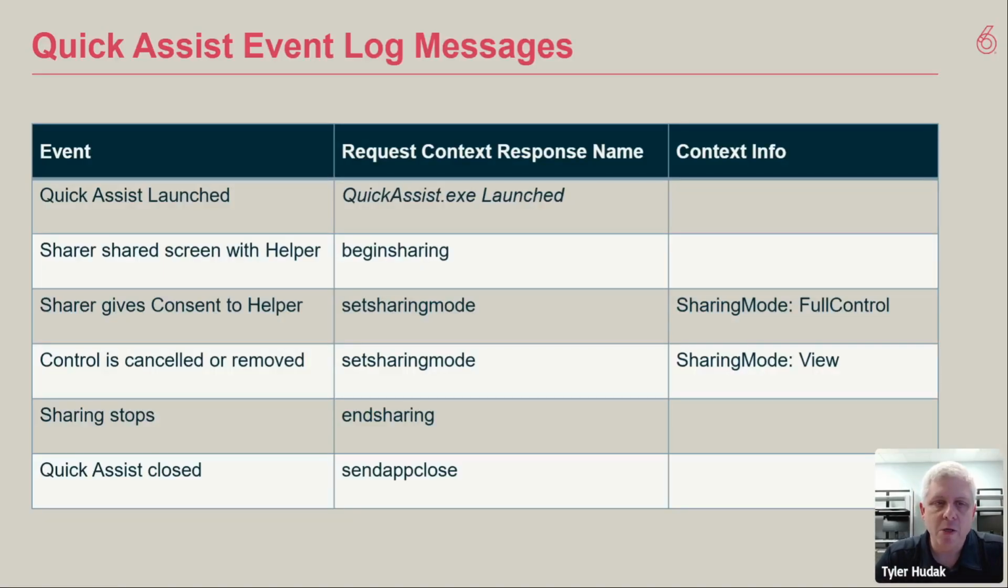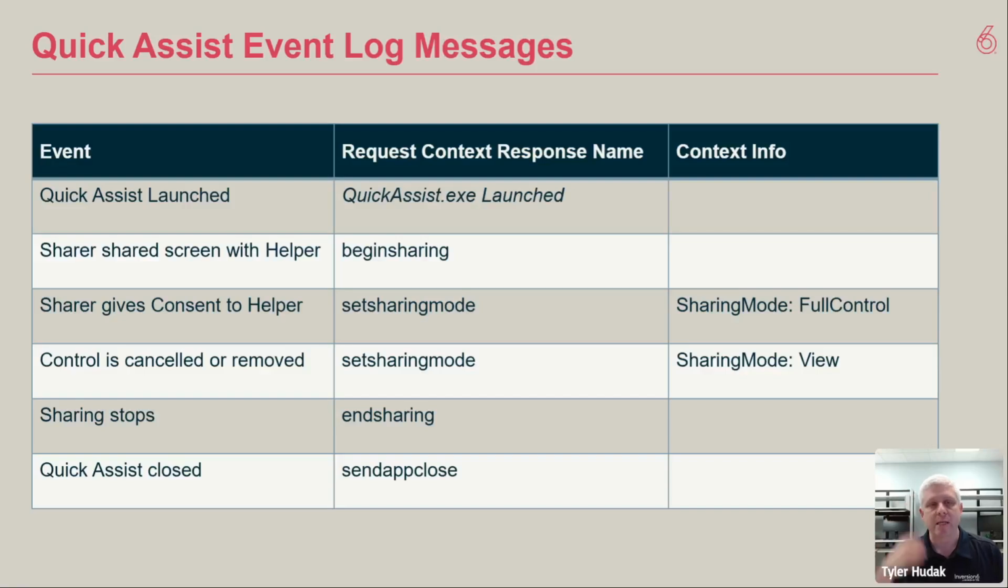Now, if the sharer shared their screen with the helper, in other words, they connected through a Quick Assist session and allowed somebody to look at their screen, you will see the context name of begin sharing. That means they were sharing their screen with somebody. If the sharer gives consent to the helper, in other words, gives control of their system to somebody else, you will see a context name of set sharing mode and a parameter that says sharing mode full control. You'll usually see a response value of success. If you see this, that means the person gave control of their system to somebody else.